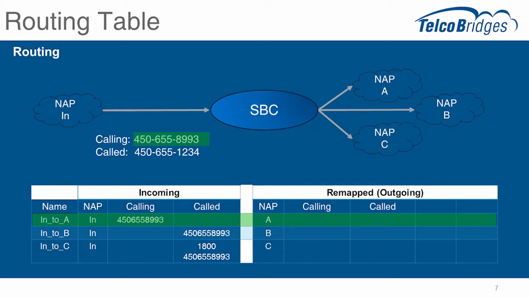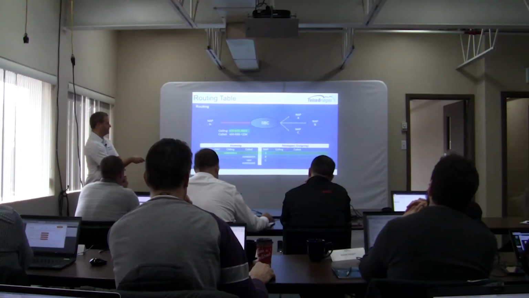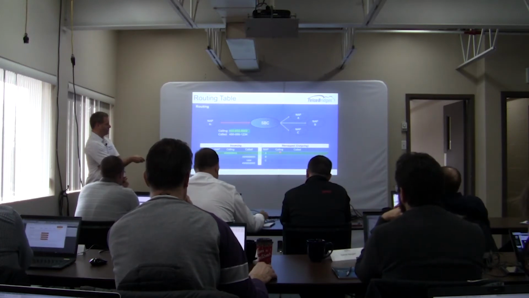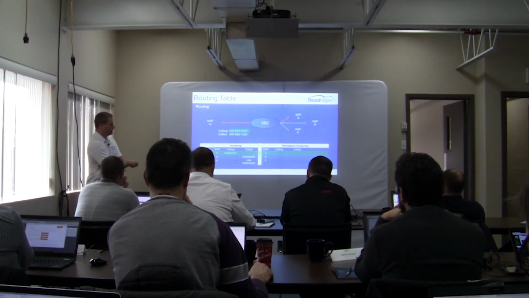Okay, an example here: I have the SBC, with one NAP coming in and three NAPs that can be mapped. If I receive a call with these numbers, then we have to see where it's going to match. In this case, it's going to match this one. So we're going to check the calling number, and the remapped, or outgoing, doesn't replace the calling number, doesn't replace the called number, but will send to NAP A. So it's going to take exactly the same parameters and send that to NAP A.